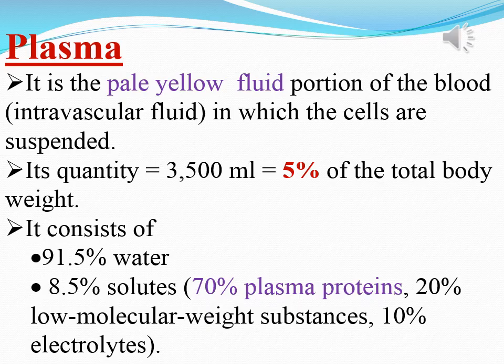After we talked about blood components, which we divided mainly into formed elements of about 45% and the plasma, a yellowish liquid fluid forming about 55%, now we will start to talk about plasma, since it is the largest proportion of the whole blood volume. Plasma is the pale yellow fluid portion of the blood, the intravascular fluid, in which the cells are suspended. Quantity about 3,500 ml, which forms about 5% of the total body weight. So plasma makes up 5% of the body weight.